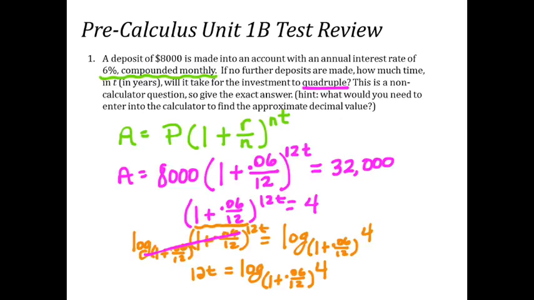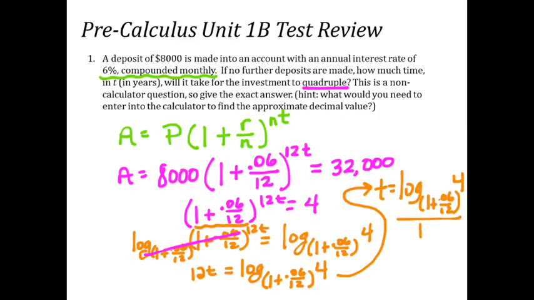And then our final step, let me see where I have room to write this. Our last thing to do here would be to divide by 12. And so I think I'm going to go right over here. So t is going to be equal to the log with our strange base, 1 plus 0.06 over 12 of 4, all divided by 12. And this would be an exact answer. So this question on your test is actually going to be on the no calculator section. And your answer choices will look something like this, because this is what we could enter into the calculator to get an actual answer.